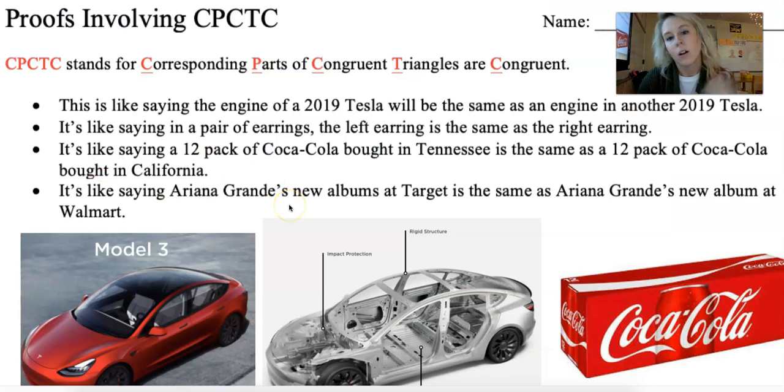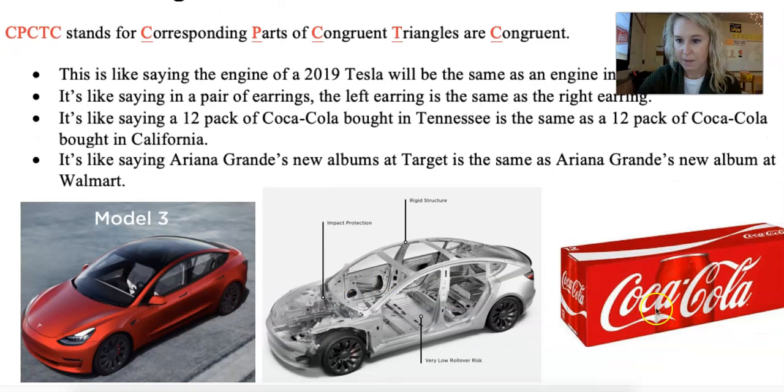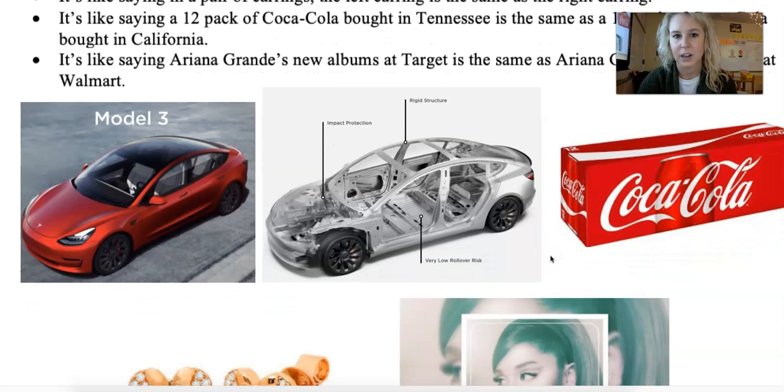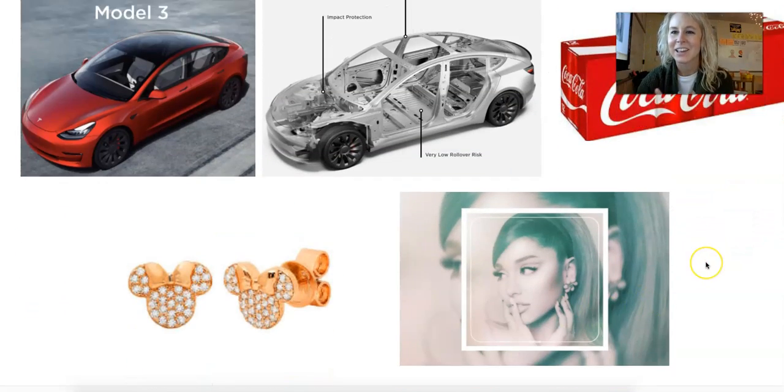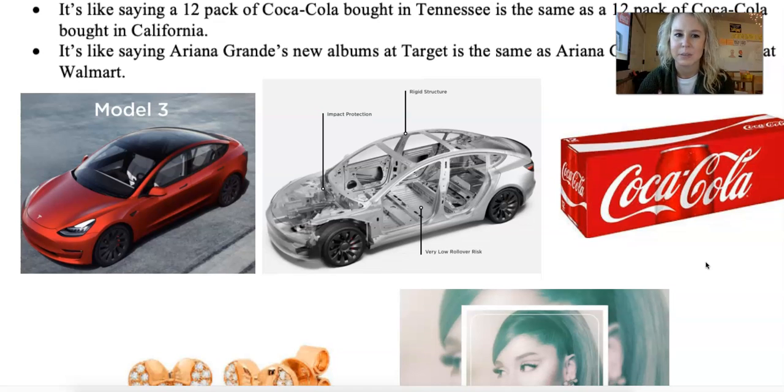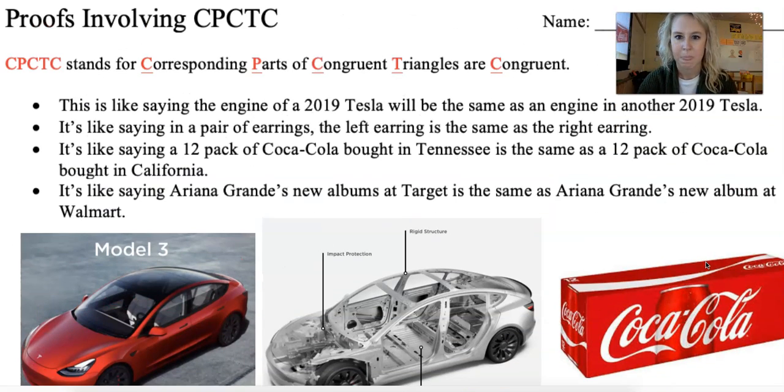A 12-pack of Coca-Cola bought in Tennessee is going to be the exact same as a 12-pack of Coca-Cola bought in any other state. Okay, as long as you know you don't get cherry Coke or something. It's going to be the same ingredients, everything, just depending on where it's made doesn't change the product. And last but not least, Ariana Grande just came out with a new album. Okay. So buying her album at Target is going to be the same as buying it at Walmart. The order of the songs are not going to change. They're going to be in the same order. It's the same songs by the same artist, okay? So that, what CPCTC is saying, if you have two things that are the same, then all their parts are going to be the same as well.